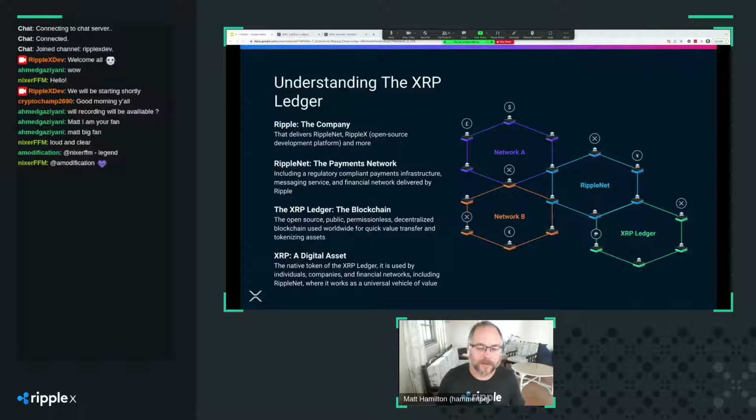And then as well as that, you have XRP, which is the digital asset. Like you have the Bitcoin blockchain or the Ethereum blockchain, you also have Bitcoin and you have Ether. With the XRP Ledger, you have XRP. It's the native digital asset of the XRP Ledger, and it's used for paying the transaction fees, which, as I'll cover in a bit, are very minimal. Some people invest in it. Some people use it directly for payments as well. And I'll talk a bit about some of the features of the XRP Ledger as we go along.